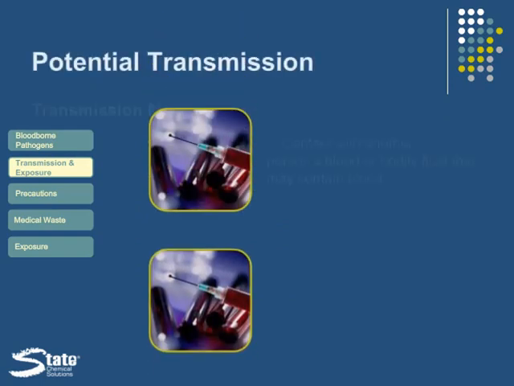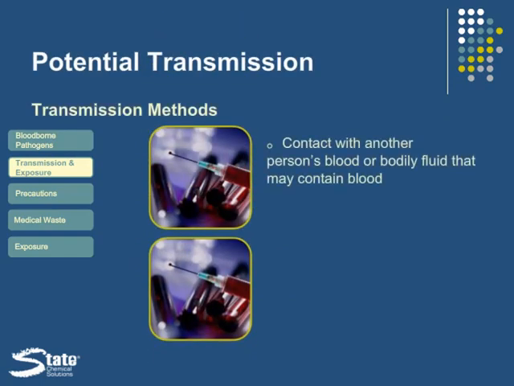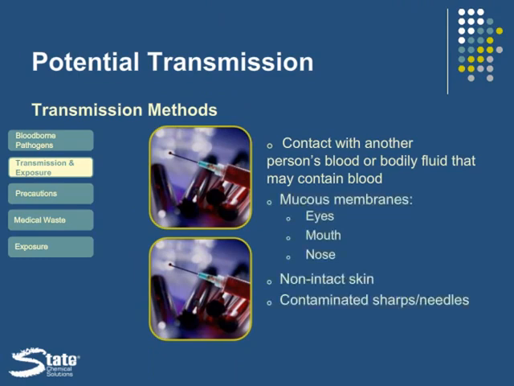Bloodborne pathogens can only be transmitted if you physically make contact with an infected person's blood or bodily fluid containing blood. Even then, your healthy skin is an excellent barrier to bloodborne pathogens. If your skin is not intact at the point of contact with the contaminated blood or bodily fluid, the bloodborne pathogen could potentially be transmitted. Examples of non-intact skin include dermatitis, hangnails, cuts, abrasions, acne, etc. Contaminated blood or bodily fluid can also enter your body through mucous membranes such as your eyes, mouth, or nose.